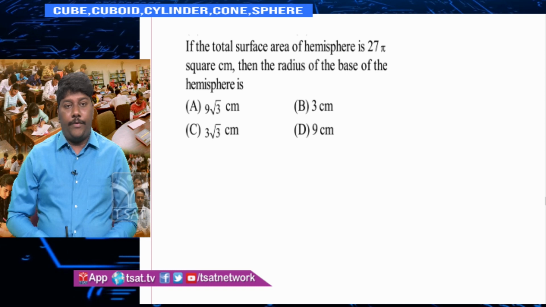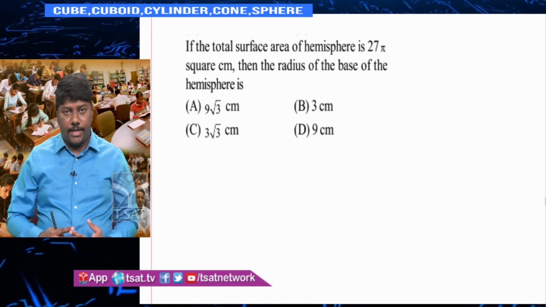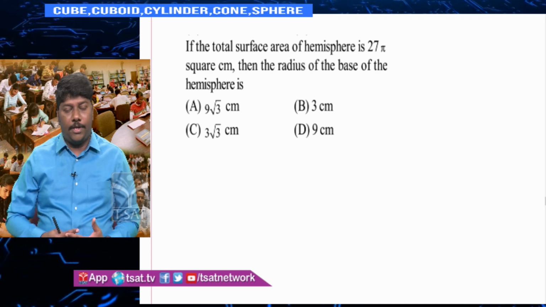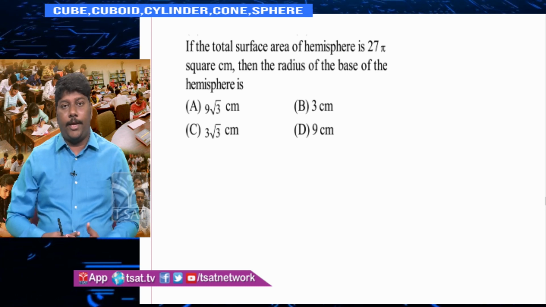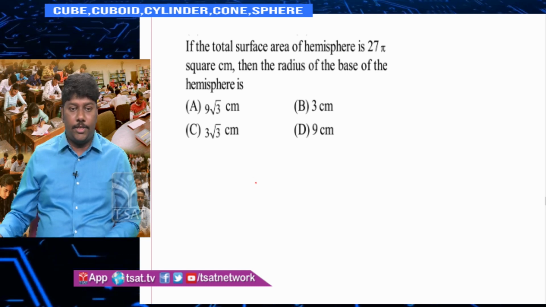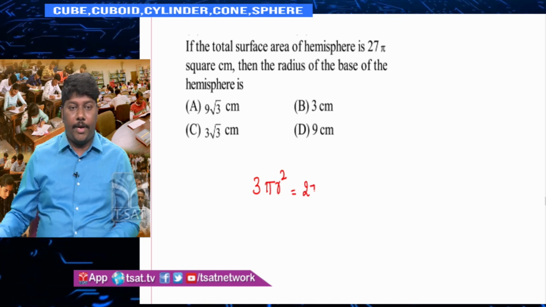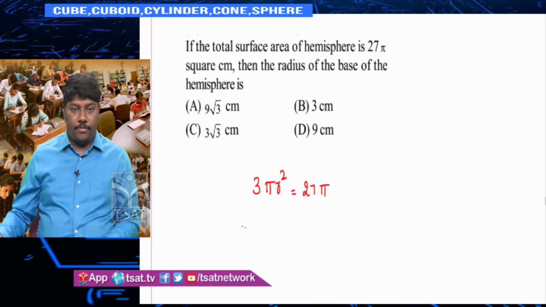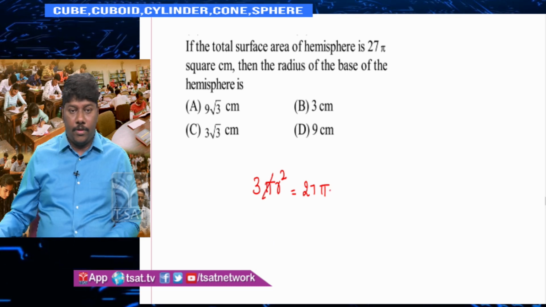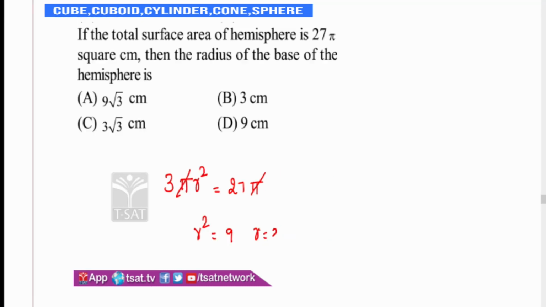Here the total surface area of a hemisphere is 27 pi. We know lateral surface area of a hemisphere is 2 pi r square, because it is just 2 circles we take, and when it comes to total surface area we take 3 circles, which is 3 pi r square. 3 pi r square is equal to 27 pi, pi cancelled. Therefore r square is equal to 9, r is equal to 3. So base radius of the hemisphere is 3 centimeters. That's what is being asked there.